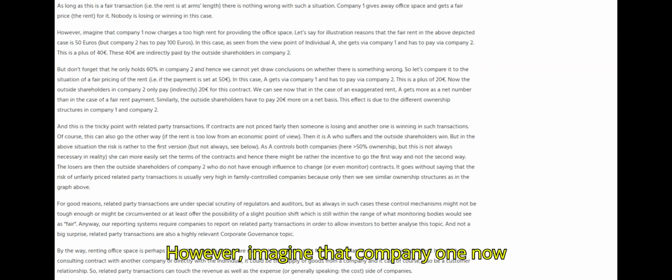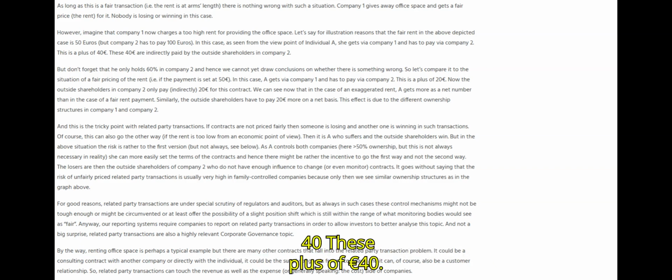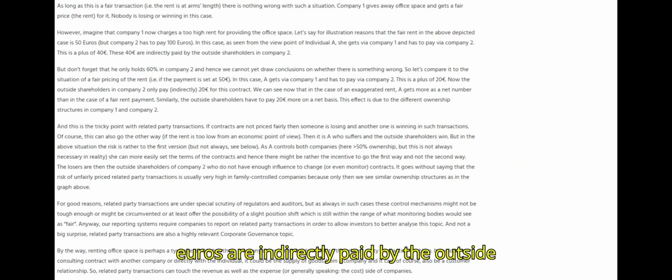However, imagine that Company 1 now charges a too high rent for providing the office space. Let's say for illustration reasons that the fair rent in the above depicted case is €50, but Company 2 has to pay €100. In this case, as seen from the viewpoint of individual A, she gets via Company 1 and has to pay via Company 2. This is a plus of €40. These €40 are indirectly paid by the outside shareholders in Company 2.